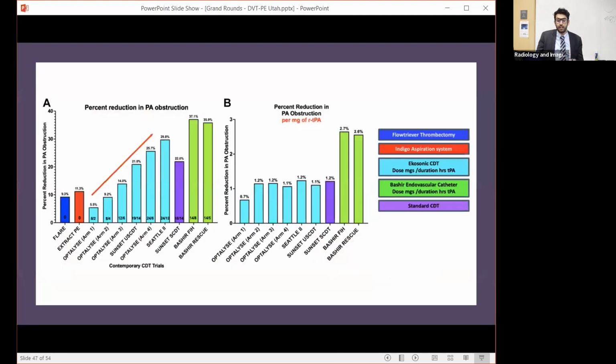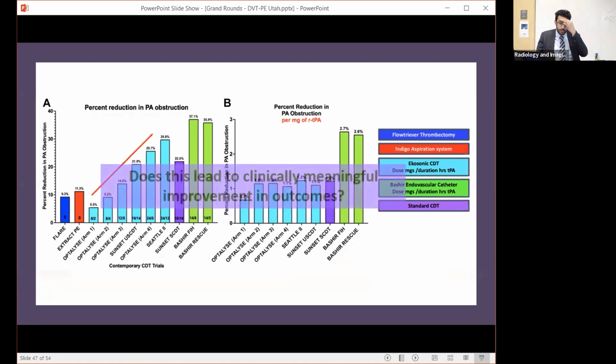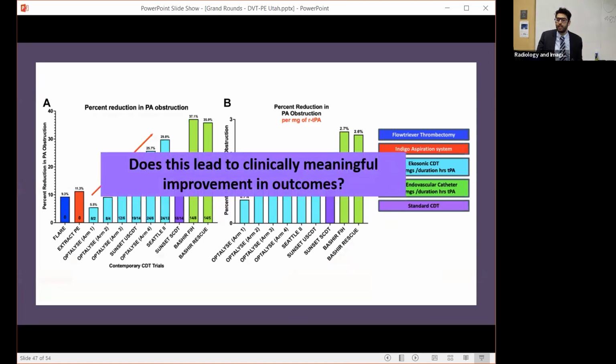And again, if you look at all the published studies, these are all the industry-sponsored studies that are out there. It's actually the lytic trials that have shown the greatest reduction in PA obstruction and thrombus reduction as well. So even though that's great, we're getting out more clot maybe with lysis, does that lead to a clinically meaningful outcome?